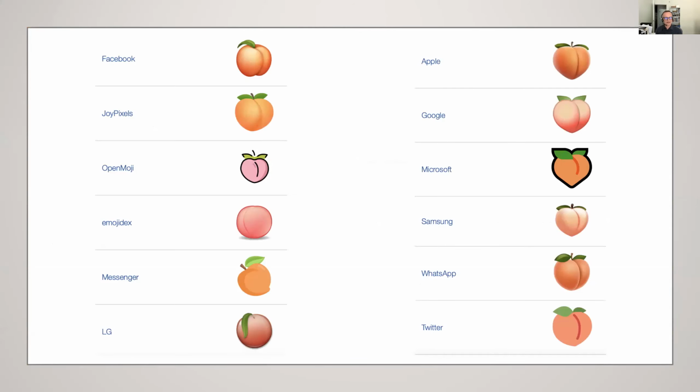So here's how they display on different platforms, and some of the platforms don't look like peaches at all to me. Like Emojidex looks like a pink grapefruit. LG, I don't know, it looks too red to be a peach for me. Could maybe be a nectarine or a tangerine. Anyways, interesting.